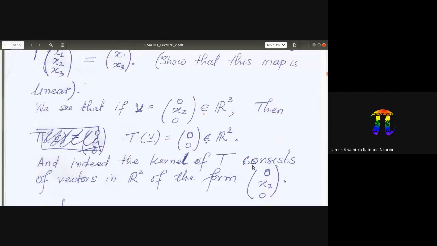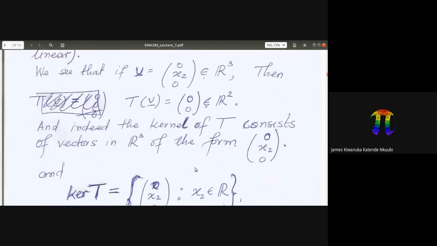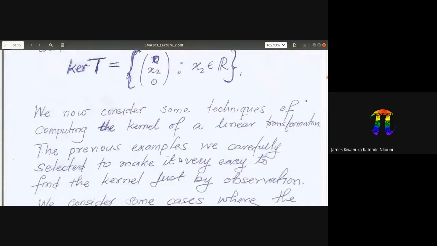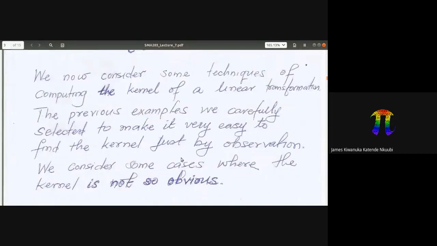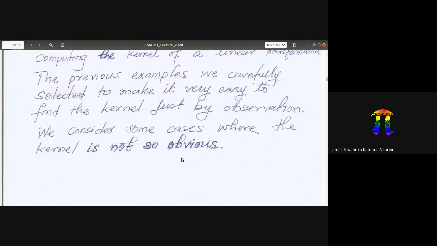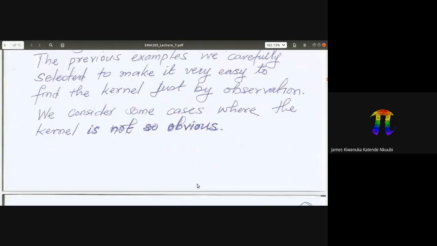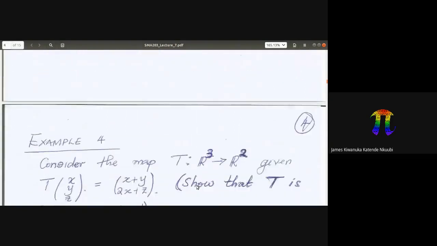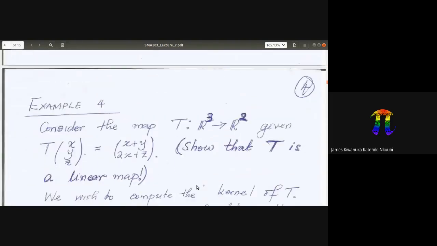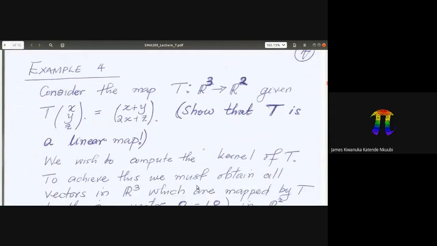So the kernel of T consists of vectors in R3 which have this form. I think we have checked that example. So we now look at techniques which can help us to compute the kernel. The previous examples were carefully selected so that you can easily solve them. But now we want to look at the general technique. Suppose you can't easily spot the kernel. How do you solve that?